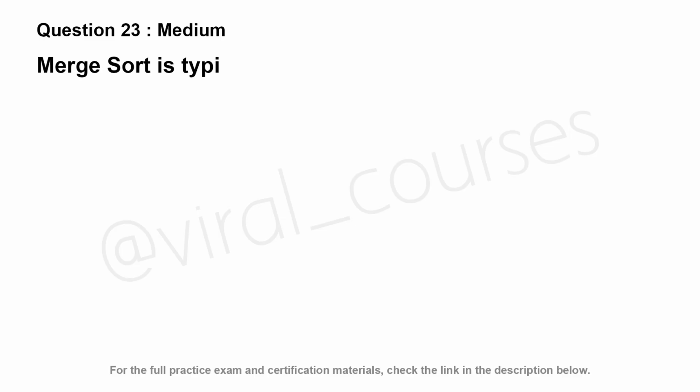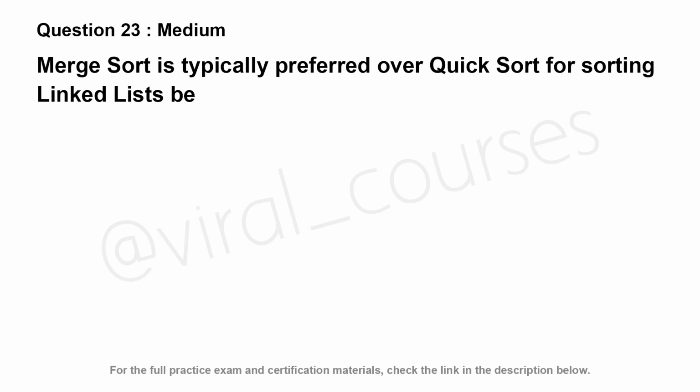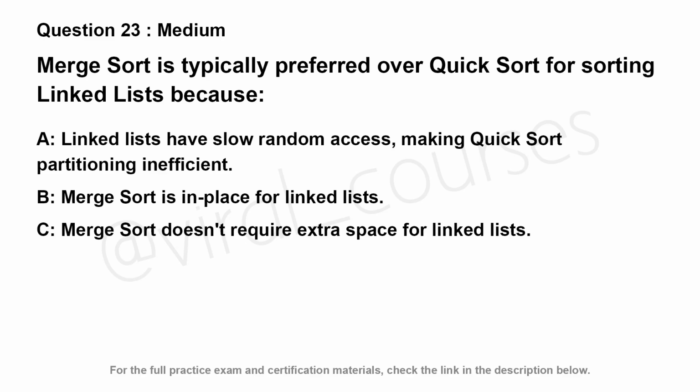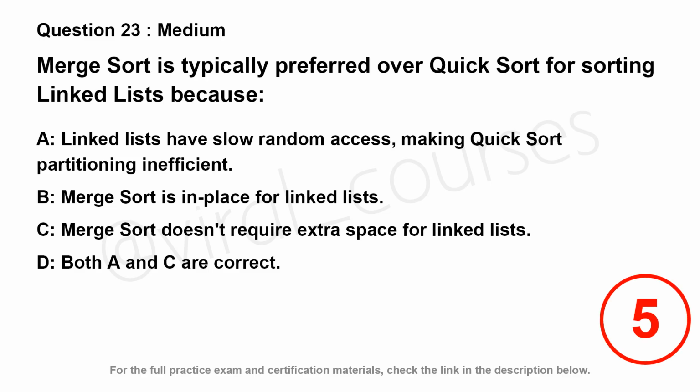Merge sort is typically preferred over quicksort for sorting linked lists because: Option A, linked lists have slow random access, making quicksort partitioning inefficient. Option B, merge sort is in place for linked lists. Option C, merge sort doesn't require extra space for linked lists. Option D, both A and C are correct.